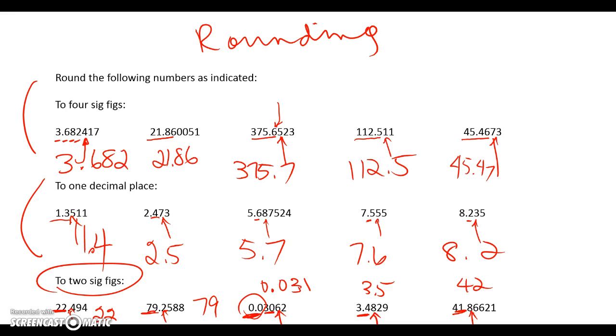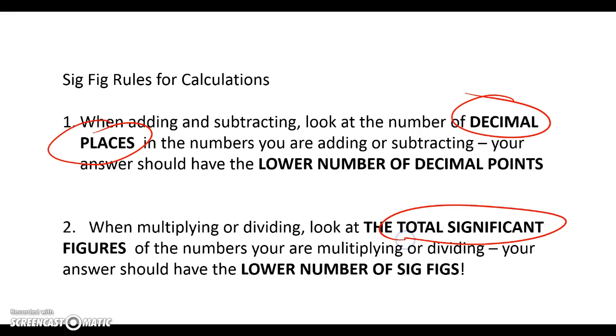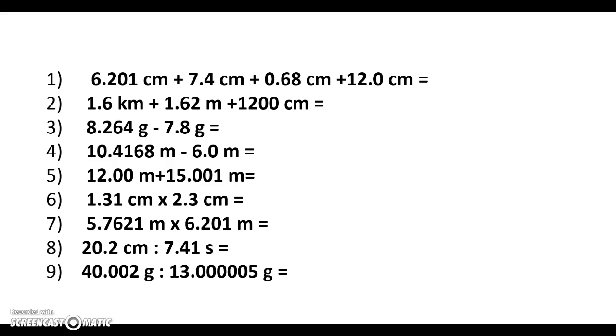Okay, go back and try those yourself, all right? Next, let's look at our sig figs for calculations. When adding or subtracting, you look at the number of decimal places in the numbers you're adding or subtracting, and your answer should have the lower number of decimal places. When multiplying or dividing, you look at the total sig figs, and your answer should have the lower number of sig figs, right? Okay, let's look at this.